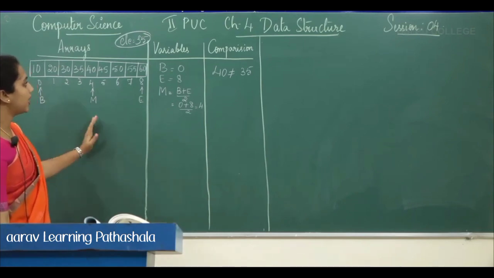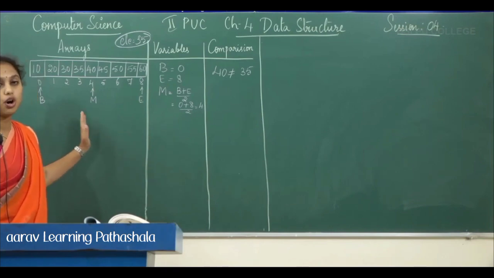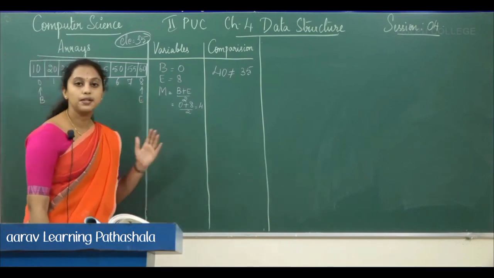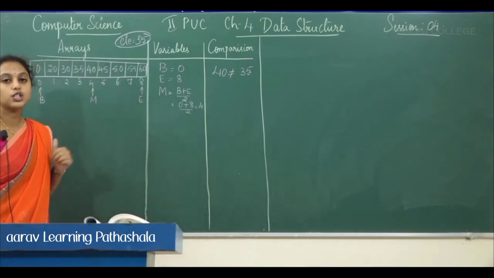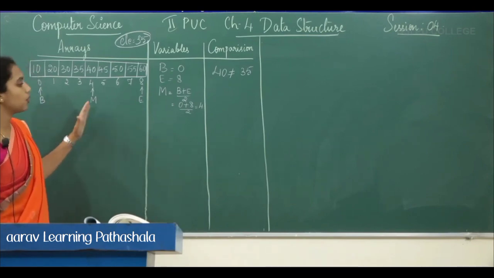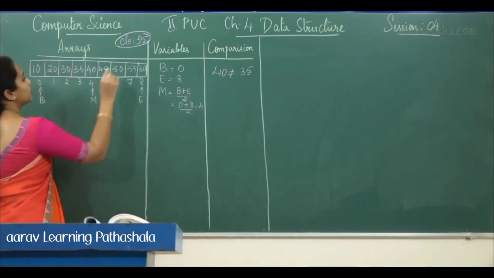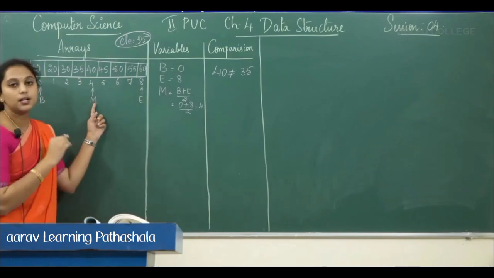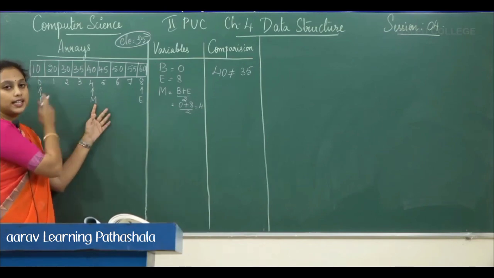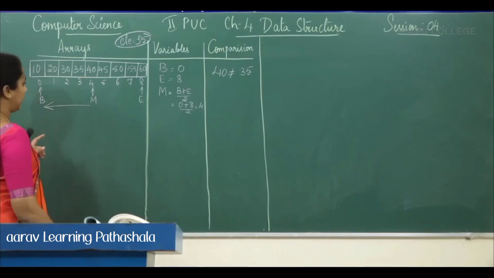So we have to check whether the search element is less than the middle element or greater than the middle element. If the search element is less than the middle element, then we have to search towards the left of the array, or else we have to search towards the right side of the array. So check: 35 is less than the middle element 40. Hence we have to search towards the left of the array.